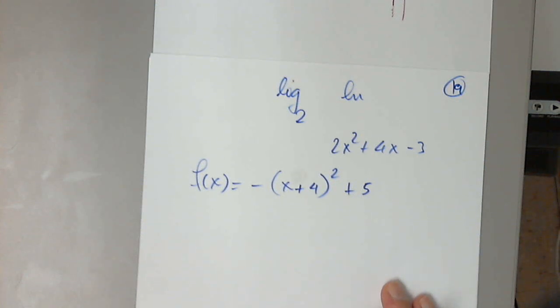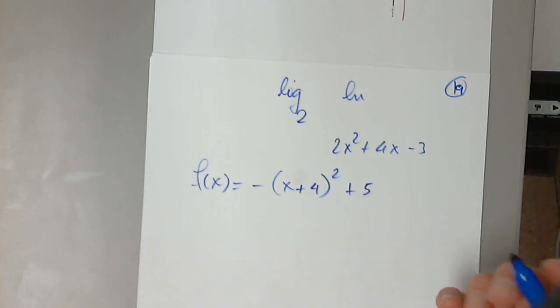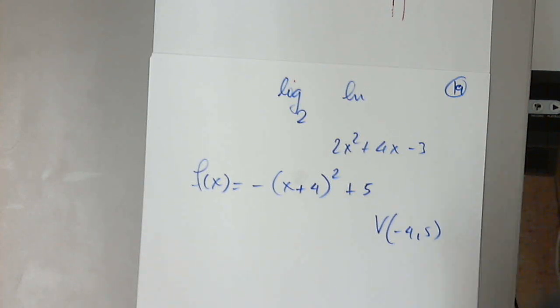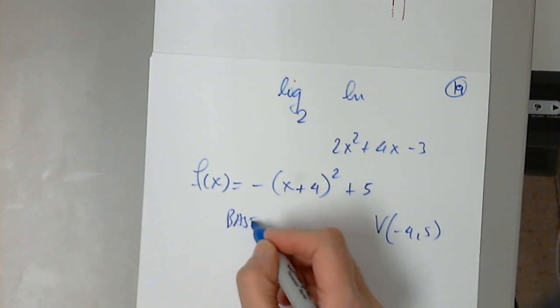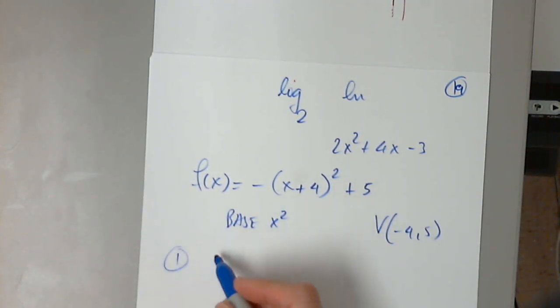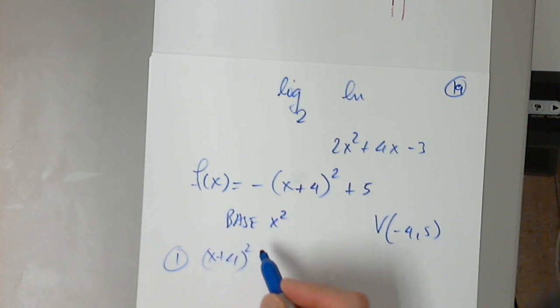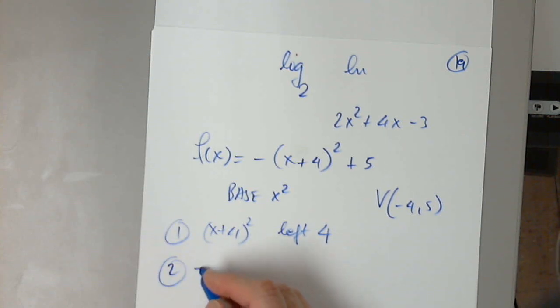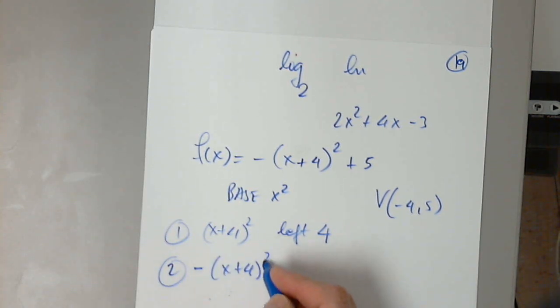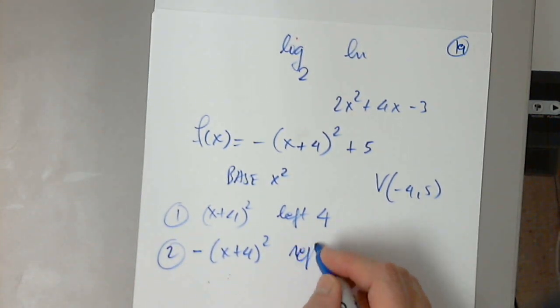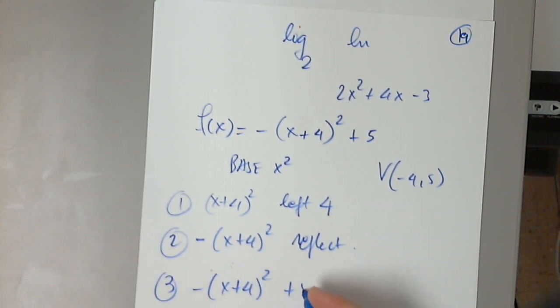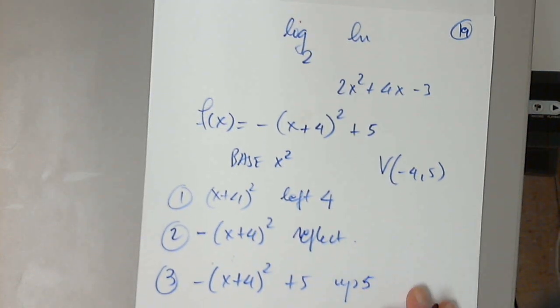Very good. So you immediately should remember that the vertex has to be this, as a check mark, right? Then the base function, we know it's x squared. The first transformation is x plus 4 squared, which means left 4. Then I have to reflect, and that's the correct order of operations, reflect with respect to the x-axis. And number 3 will be negative x plus 4 squared plus 5, which means up 5.